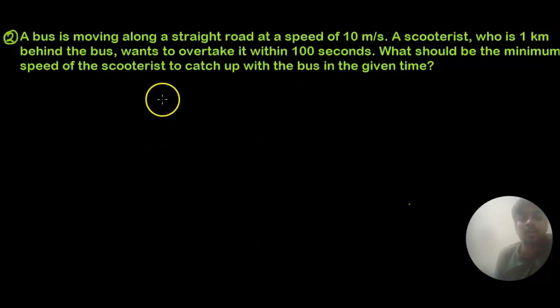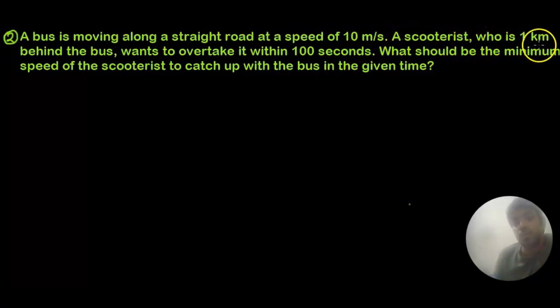This question is really simple. It says that a bus is moving on a straight road with a speed of 10 meters per second, and a scooterist who is 1 km behind the bus wants to overtake it within 100 seconds. So the time is given and the distance is also given. What should be the maximum speed so that the scooterist catches up with the bus in the given time?